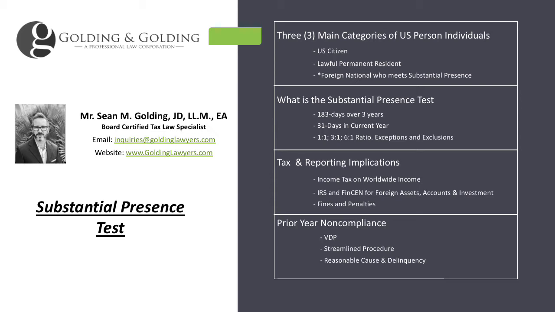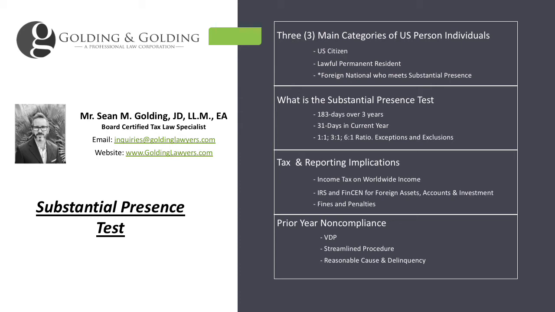It's 183 days, but it doesn't all have to be in the current year. A person does have to be in the U.S. for at least 31 days in the current year, or else the substantial presence won't apply to the current year. But it's a 1-to-1, 3-to-1, 6-to-1 test. Basically what that says is, in the current year, if you were here for 100 days, then 100 days counts toward the substantial presence test.